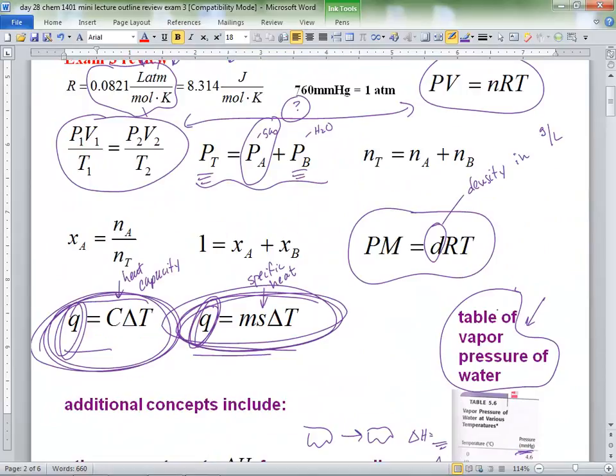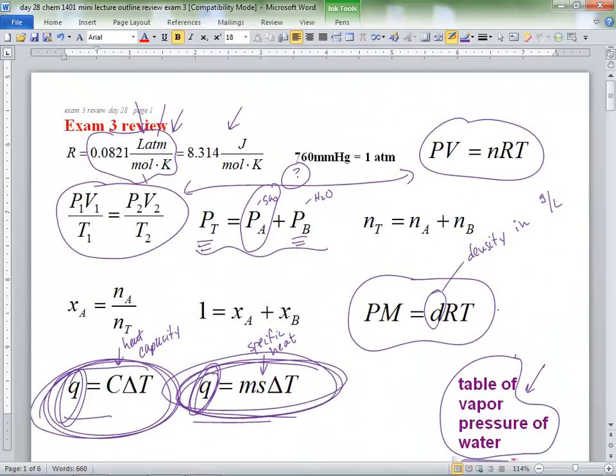It's got to be something up here. Do you have an idea? She says, is it this one? Any takers? No?